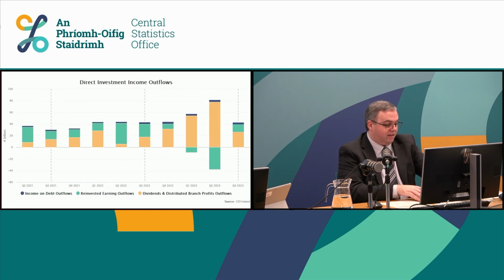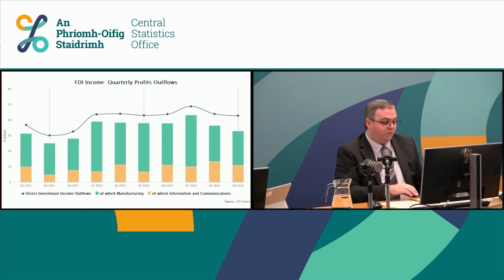Looking at how these break down by category, we can see that our income on debt is fairly flat as usual. We see a large decrease in dividends in Q3 following the large figure in Q2, and a corresponding large increase in reinvested earnings, bringing them back positive this quarter.